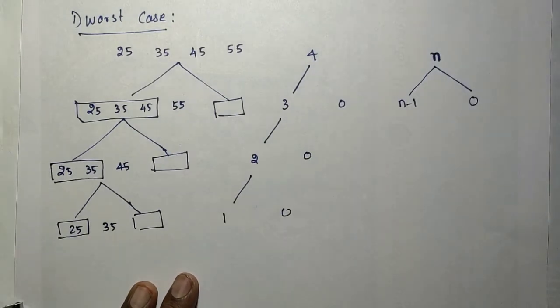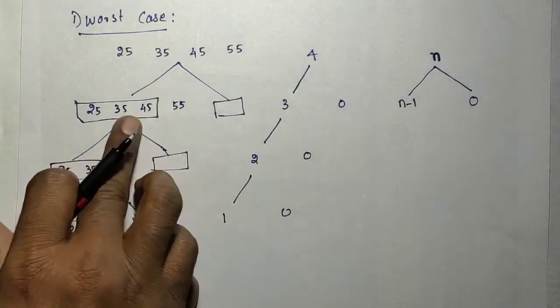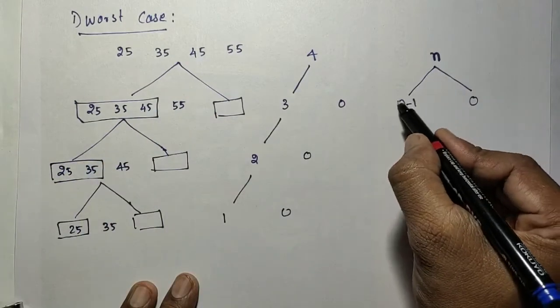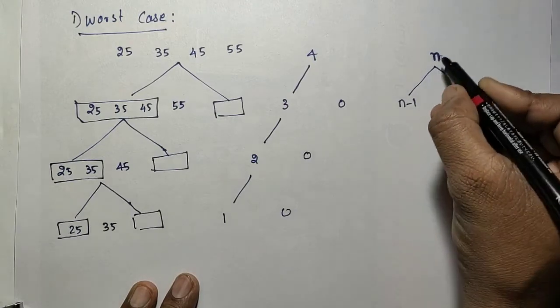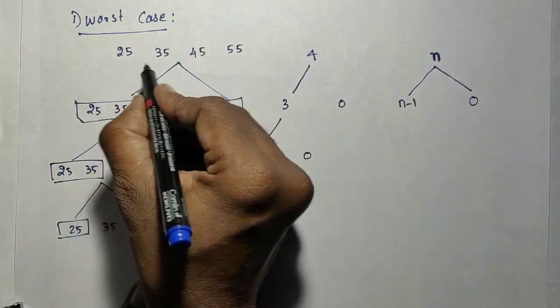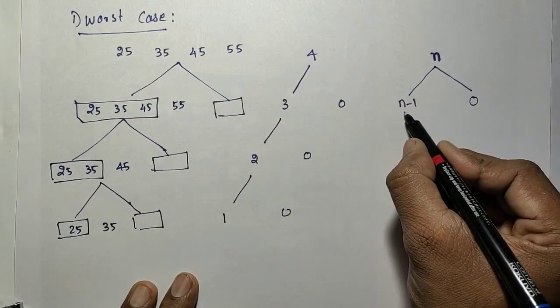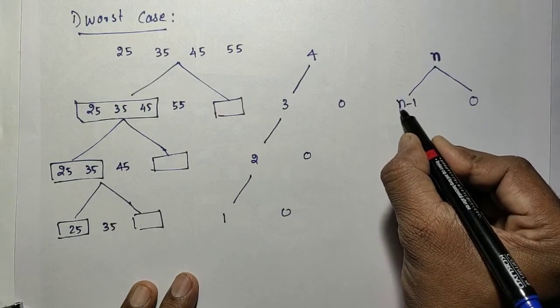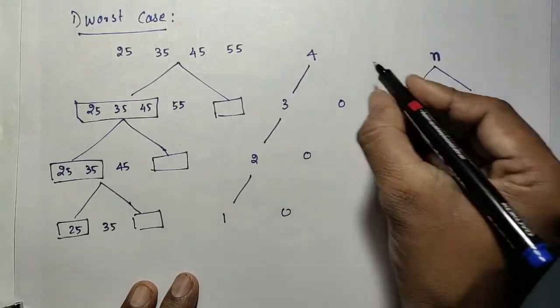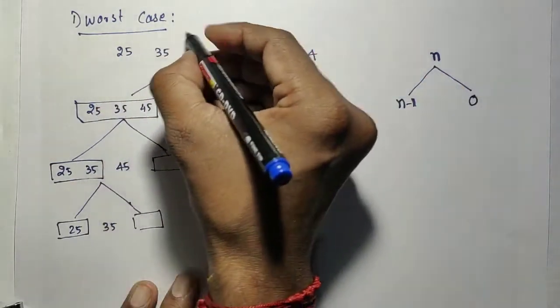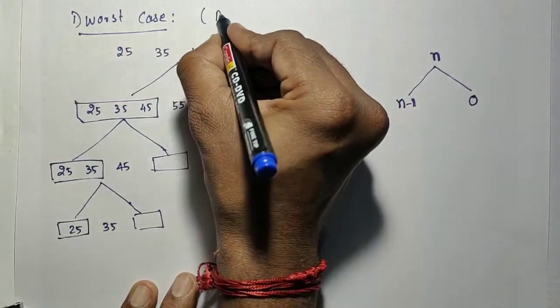Very clear? If it is divided into exactly 2 means the subproblem size is n by 2, and here the subproblem size is n by 2. But in this case, if it is already in order, okay, so it will be divided into n minus 1 and then 0. So this is that case 1. That is, if it is already there in that ascending order.